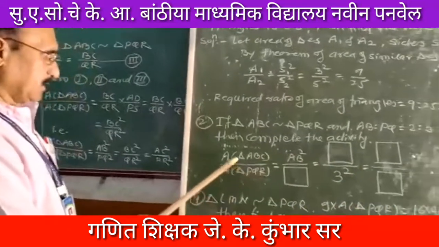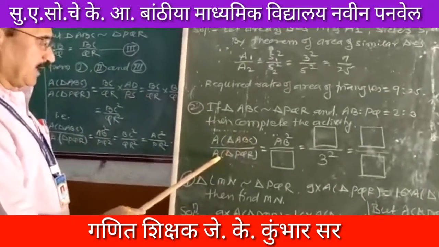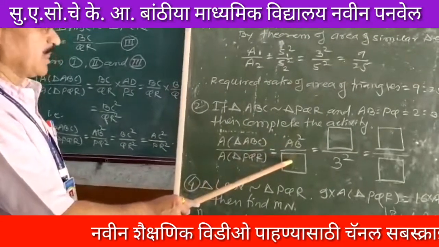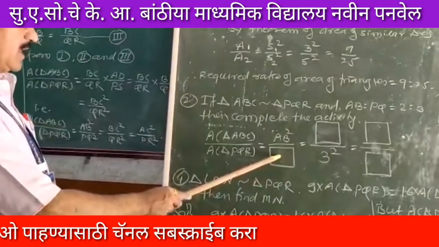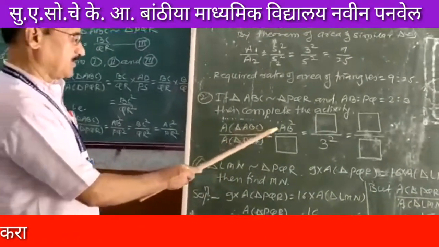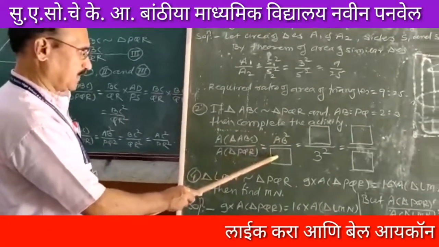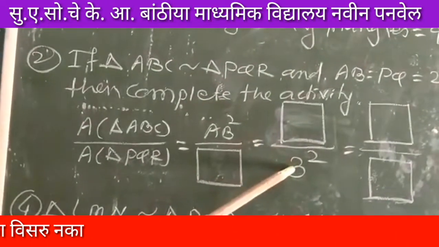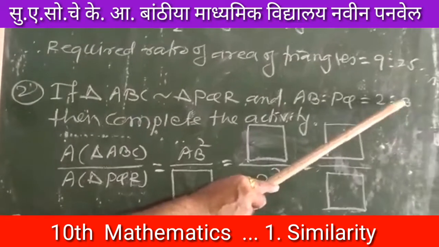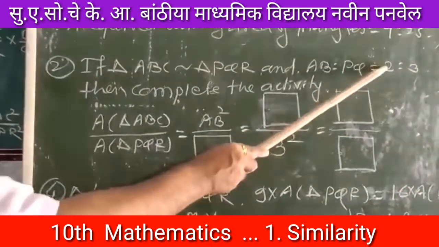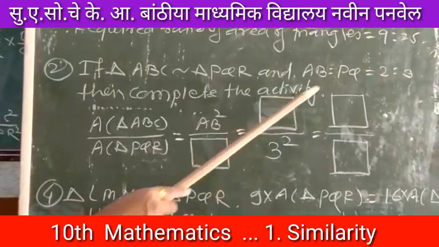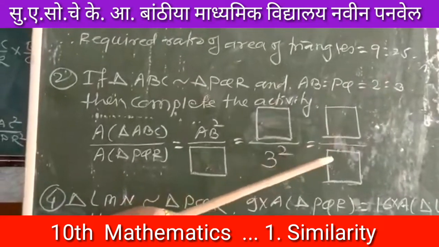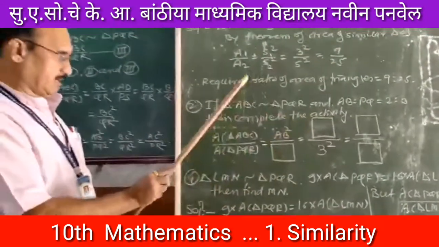Area of triangle ABC divided by area of triangle PQR is equal to AB square upon an empty box. We know the theorem. According to the theorem, we can write the corresponding sides, AB square here, that means PQ square. Here we can write PQ square is equal to an empty box upon 3 square. Here 2:3 is given. That means 3 square is here, and we can write here 2 square. 2 square is 4 and 3 square is 9. These are the empty boxes. We fill these empty boxes. This is the activity we have to complete here.